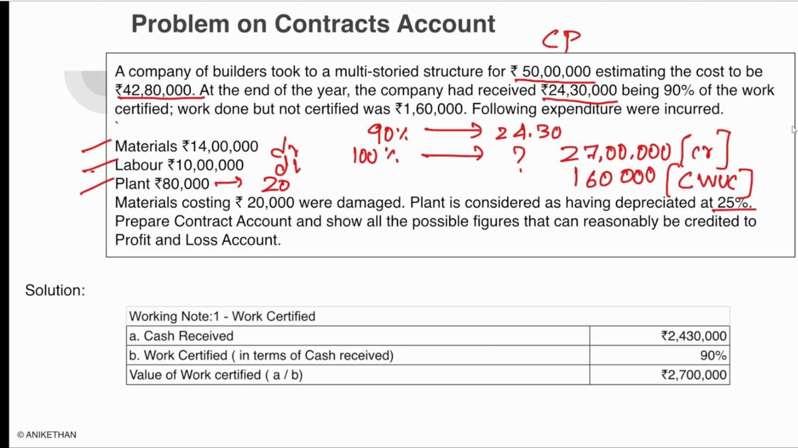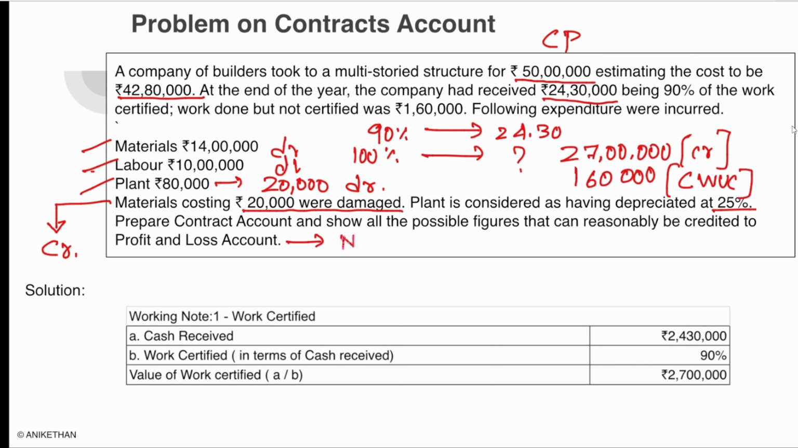That means 20,000 will be on the debit side. Material costing 20,000 was damaged. So any material returned or closing balance or damaged or sold, all of these things will come on the credit side. Prepare the contract account and show all the possible figures that can reasonably be credited to the P&L account.